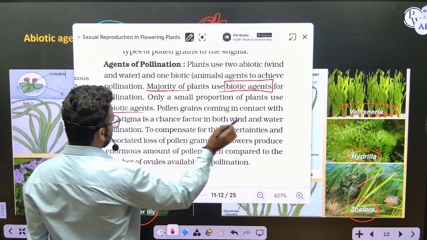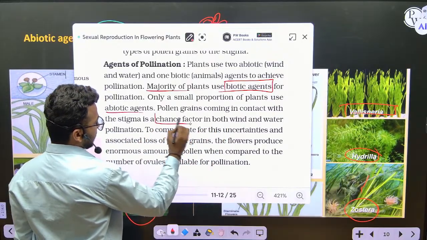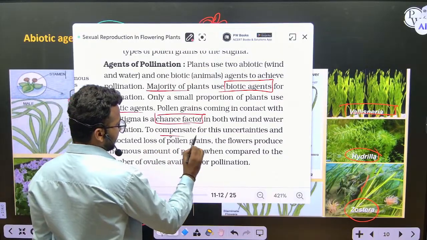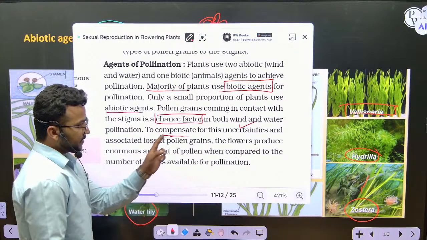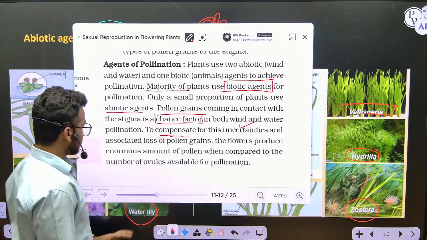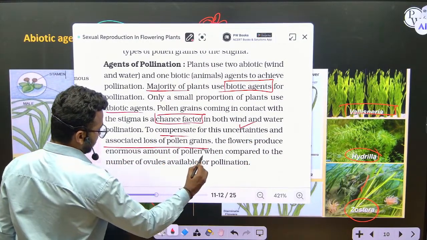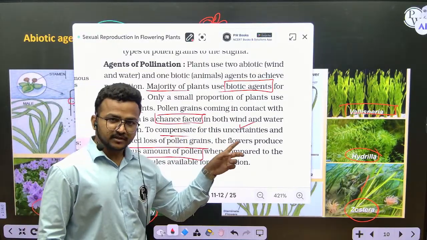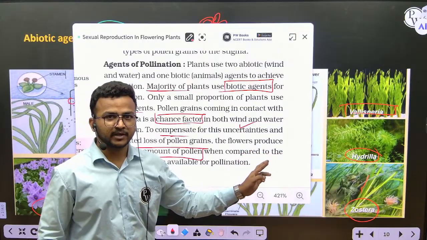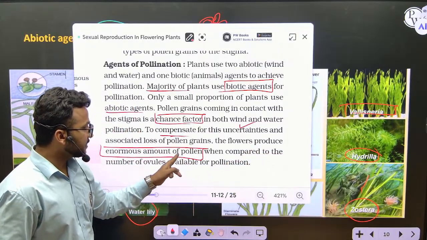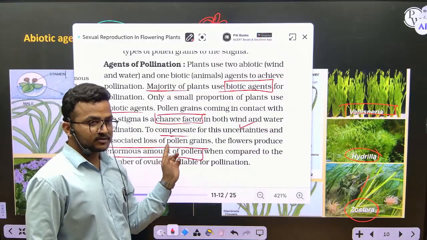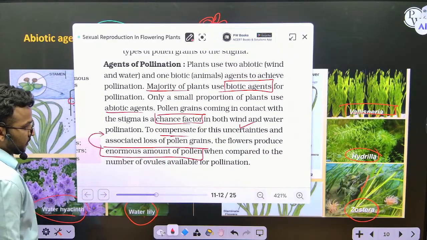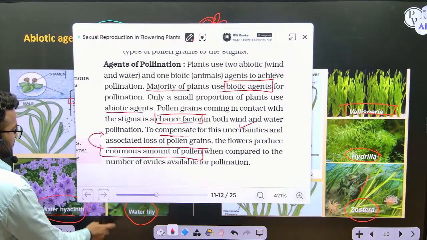Pollen grains coming in contact with stigma is a chance factor, meaning it is very less, for both wind and water. To compensate for these uncertainties, they release an enormous amount of pollen grains. Associated with this, we can get a question. They asked it once in a PYQ: to compensate for the uncertainty associated with the loss of pollen grains, the flower produces an enormous amount of pollen compared to the number of ovules.